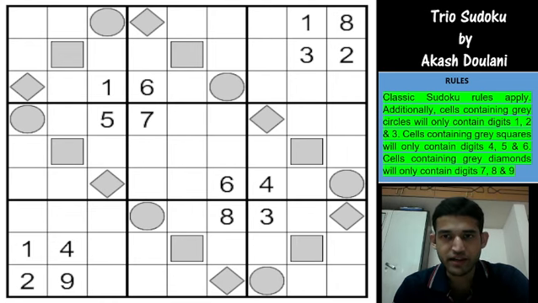Cells containing gray squares will contain only digits 4, 5, 6. Okay, all these squares will have only 4, 5 or 6. And cells containing gray diamonds will have only digits 7, 8 and 9. So all these diamonds will have 7, 8 and 9. So looks to be an interesting Sudoku.